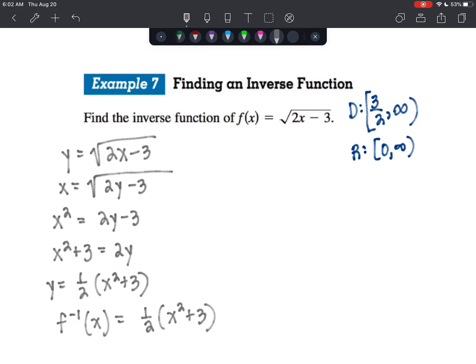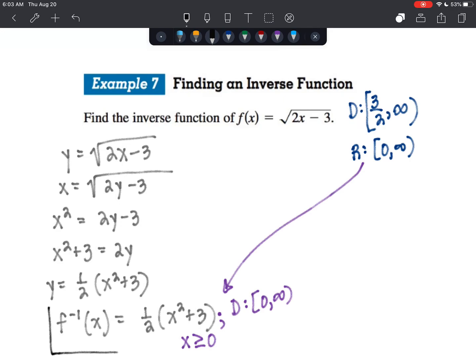But when we look at this x squared plus 3, all times 1/2, when we look at that quadratic, we know that there's no restrictions. There's no radical sign anymore, so there's no restrictions. However, remember that your range becomes your domain. So the domain has to be 0 to infinity. So we have to say x must be greater than or equal to 0. That is a must. Otherwise, the reader never realizes that you can't put negative values in for x in this particular case.